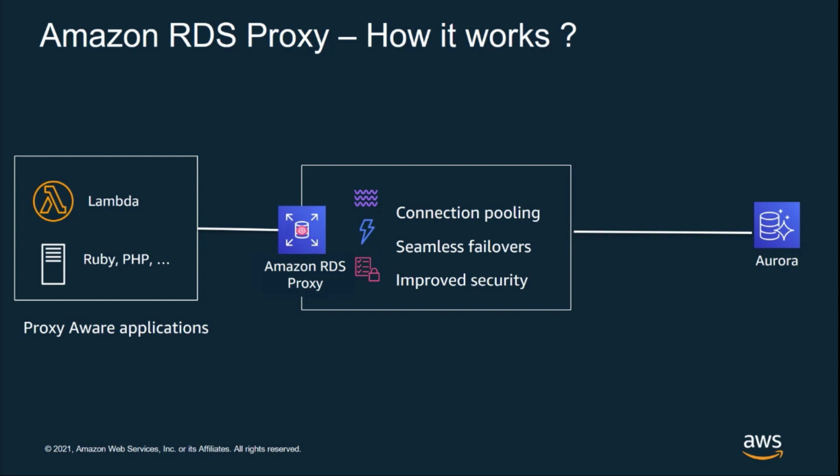RDS Proxy makes applications more resilient to database failures by automatically connecting to a standby database instance while preserving application connections. RDS Proxy uses the existing RDS security mechanisms such as SSL and AWS Identity and Access Management. RDS Proxy can act as an additional layer of security between client applications and the underlying database. For example, you can connect to the proxy using TLS 1.2 even if the underlying database instance supports only TLS 1 or 1.1.